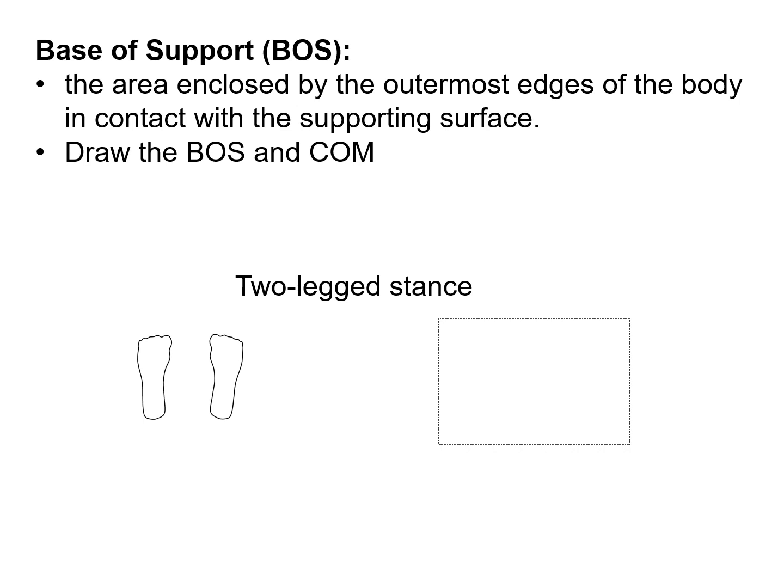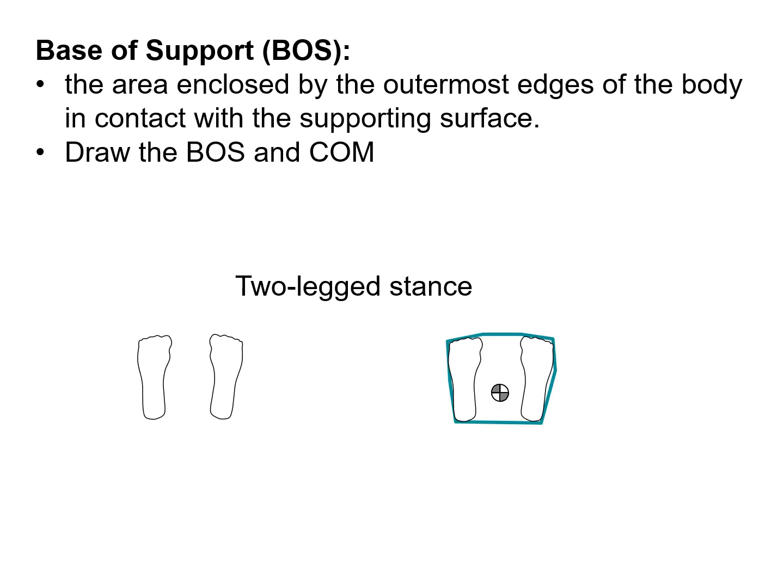So now let's look at base of support. Our base of support is the area enclosed by the outermost edges of the body, or segment of the body, that is in contact with the supporting surface. So in this scenario, we can look at somebody standing on both legs and draw their base of support and place where their center of mass should be.